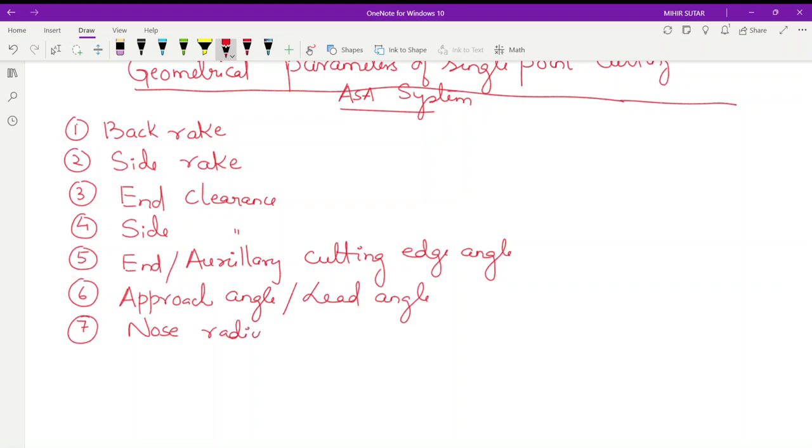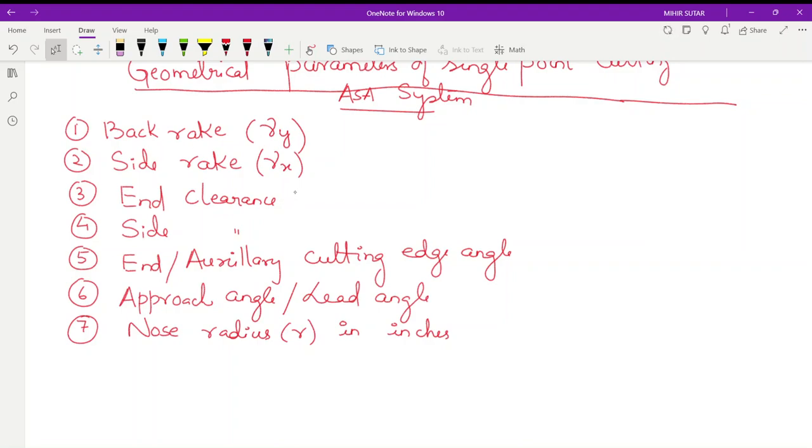And in the case of the ASA system, nose radius is always in inches. Remember it. Okay, now we'll go to the symbols. I think I've told you the symbol of rake angle. Rake angle is always gamma, and back rake is denoted by gamma y. Side rake angle is denoted by gamma x. Side means x, back means y.